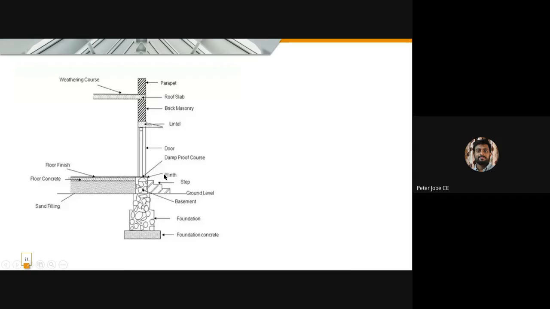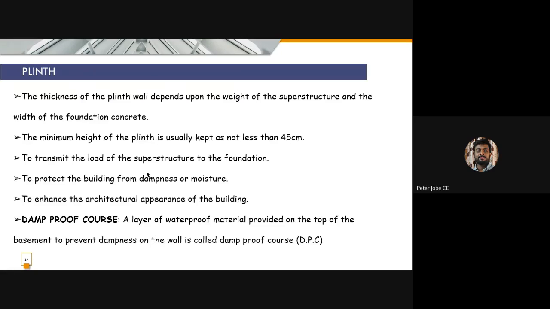Commonly, we will provide a 2.5 centimeter thick damp-proof course just below our walls. So this is the main thing, and it is known as DPC. Officially, it is technically known as DPC, damp-proof course.